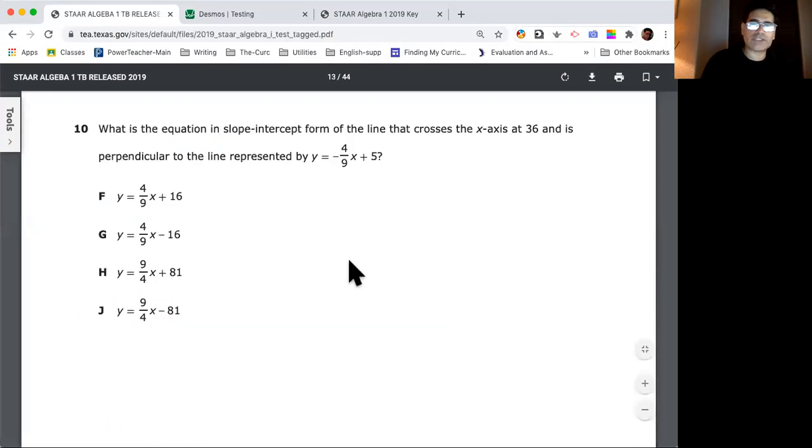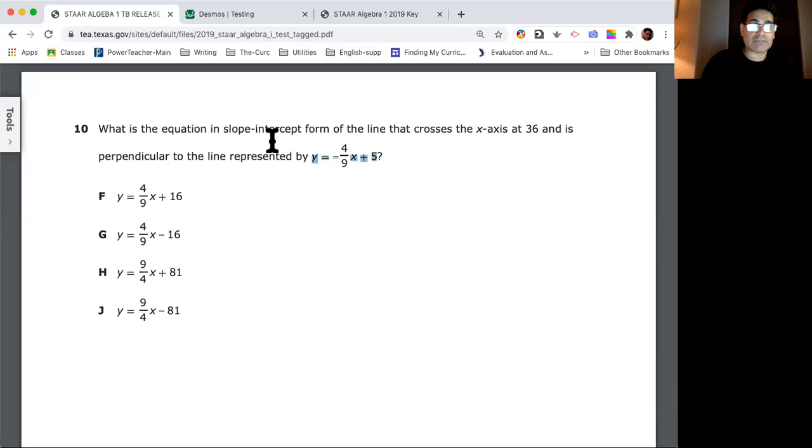What is the equation in slope-intercept form of the line that crosses the x-axis at 36 and is perpendicular to the line represented by y equals -4/9x plus 5? Well, good news, because I'm seeing that this is in slope-intercept form. I don't have to do anything to the y. I don't have to cancel out. I don't have to bring over. I don't have to divide. That is a good format for the slope-intercept.